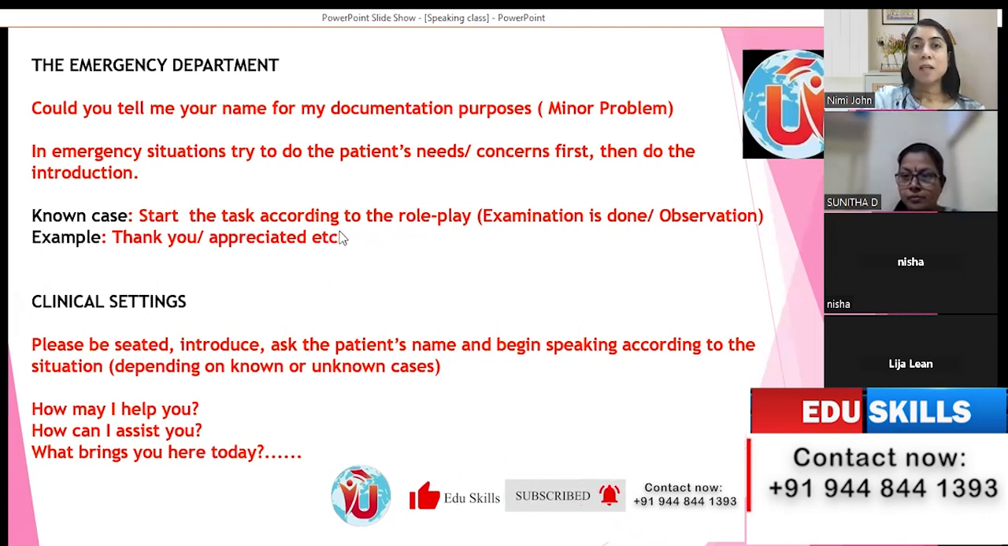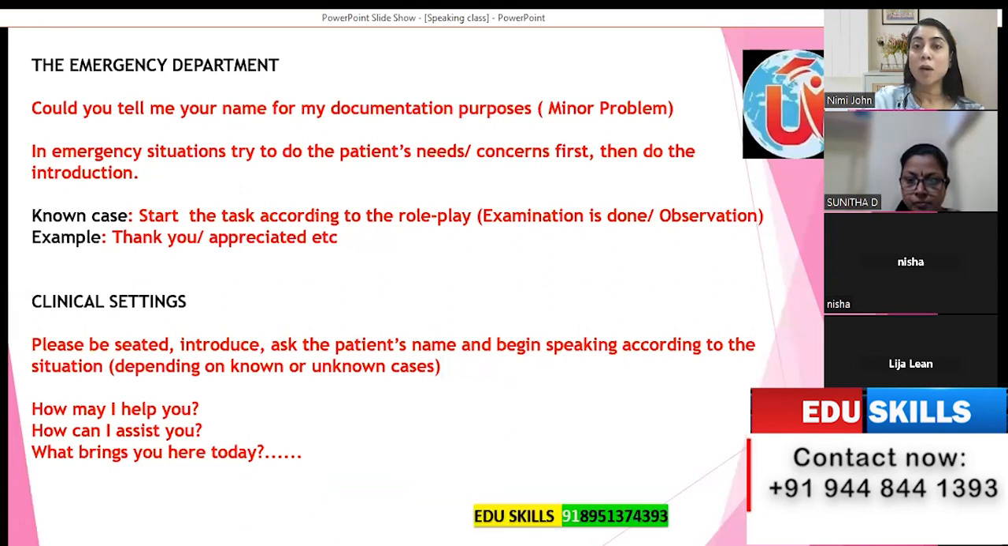So for a known case, start the task according to the role. If it is written that your examination is done already, or the patient is under observation, whatever is written in the role play, we understand this is a known case. At that time there is no need to introduce yourself, because if you have already done the examination, you have introduced yourself and you know the name of the patient.